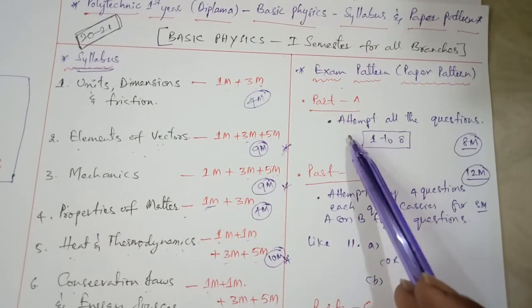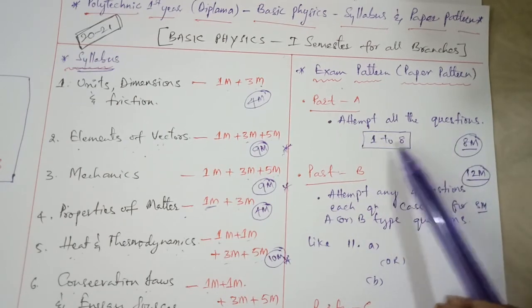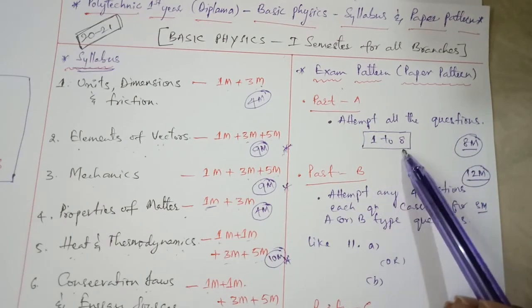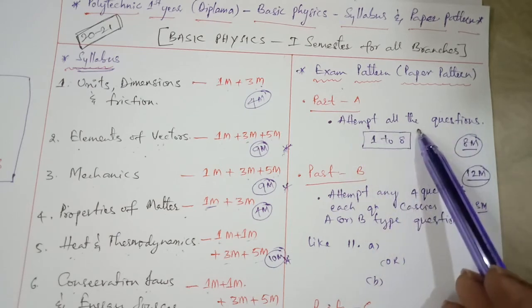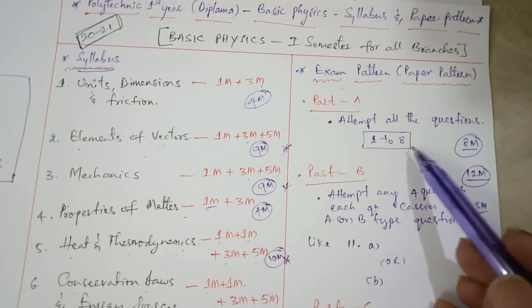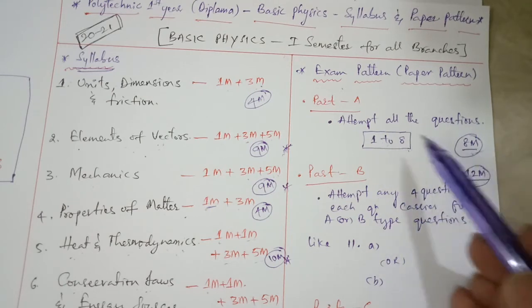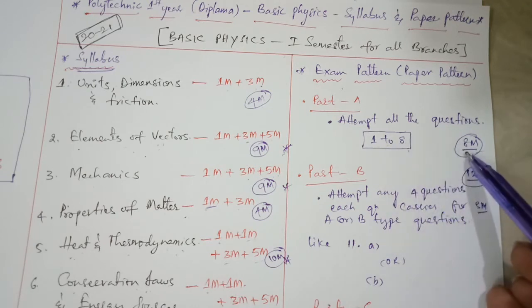In part A, attempt all the questions. Questions 1 to 8 will be given, and we have to attempt all the questions. There is no choice. Each question carries 1 mark, so the total is 8 marks.